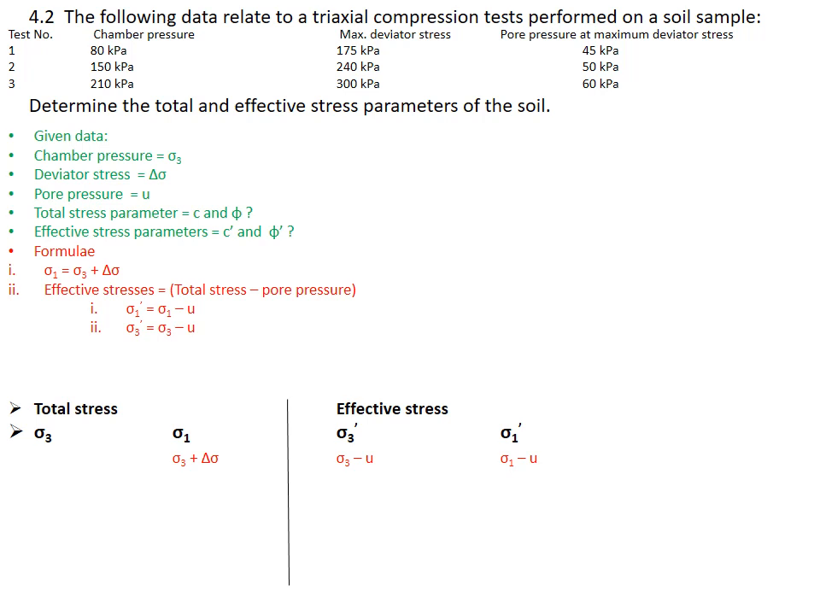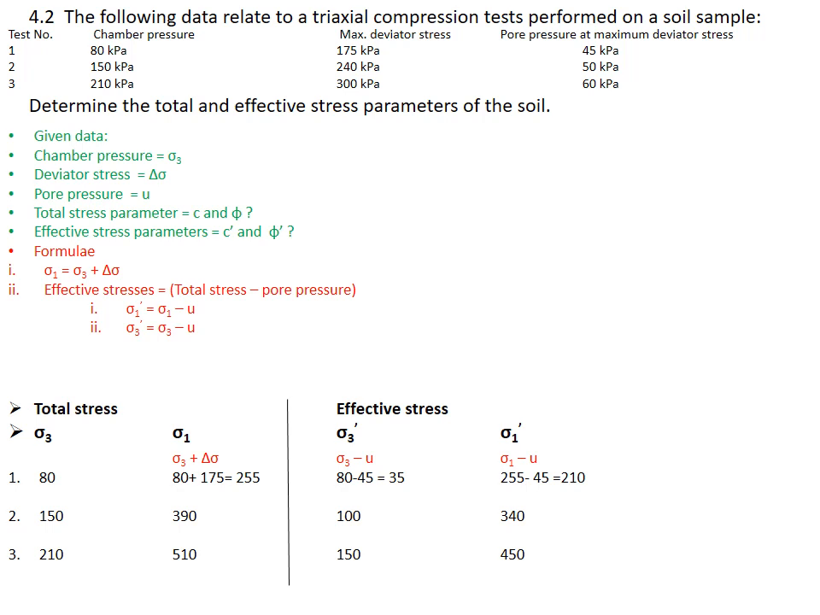So for test 1, the chamber pressure sigma 3 is directly given, 80, and sigma 1 is 80 plus 175. In the third column, sigma 3 dash is 80 minus 45, which is 35, and sigma 1 dash is 210. So you can see just by using the two formulae, we have found the stresses for plotting the graph. Now you can do the same calculation for test 2 and also for test 3.